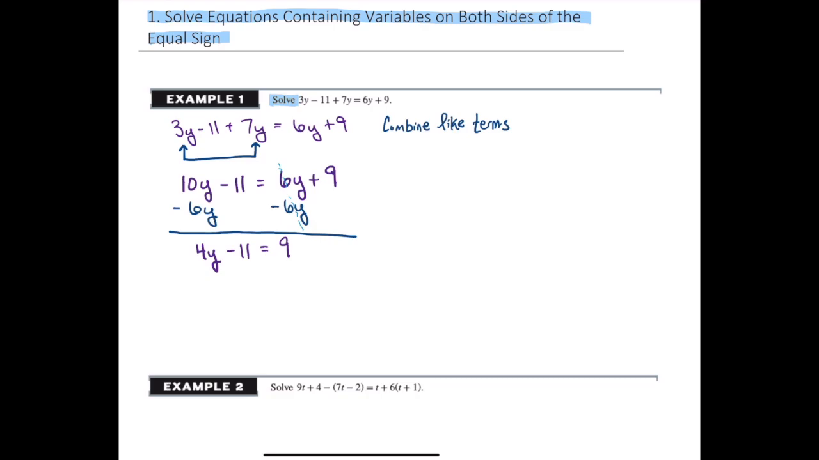Now this is looking a bit like what we were looking at in our last video. So let's continue, still trying to solve for y. I want to move this negative 11 over to the other side. Since it's negative, I will add plus 11 on both sides. Bring down my 4y. The 11s will cancel. I'll bring down my equal sign. And then 9 plus 11 will give us 20.